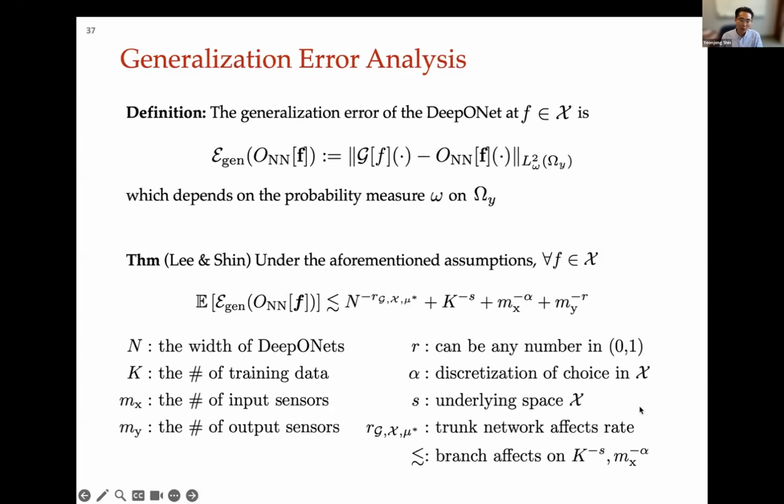they are highly related to which function space we want to train over and also generalize over. So the characterization of X plays a role in determining these two. And then the trunk network basically determines what kind of orthonormal basis we are looking for, and this determines the rate. And the branch network affects the constant part of this. So this is our main result for the generalization error analysis.